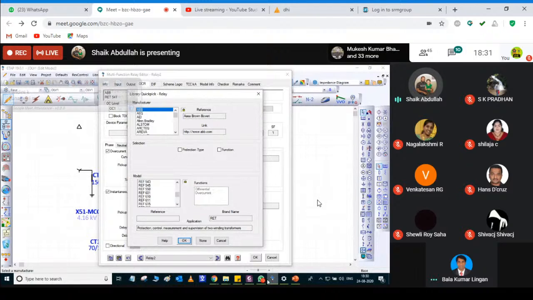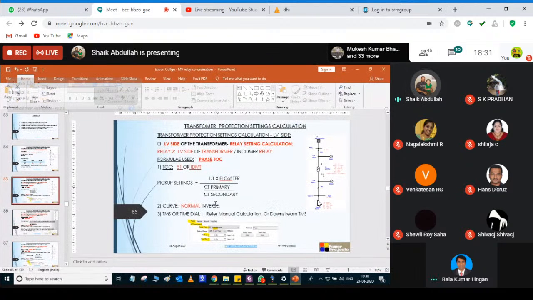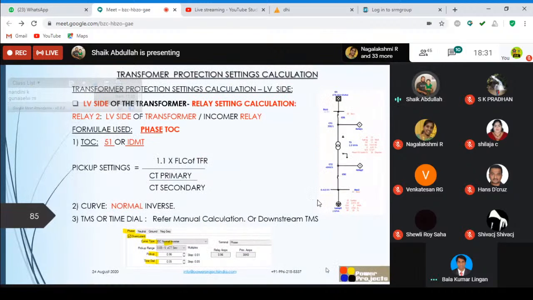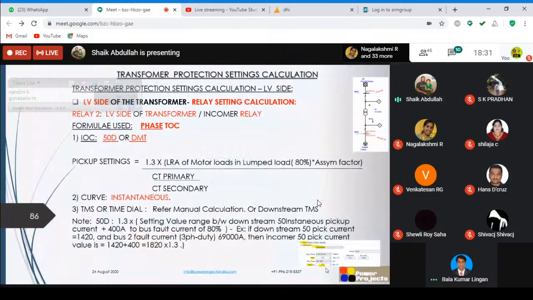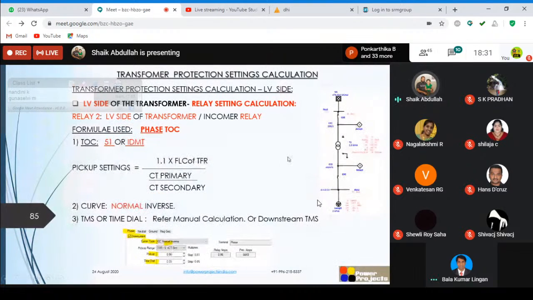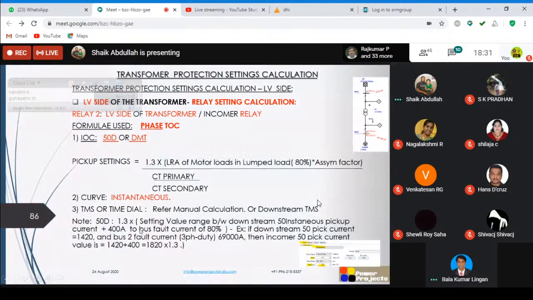Okay, I will show that slide actually. This is the way I will explain, because the heat up sometimes I have to restart. This is the value: we have to give 1.1, 10% of your full load current of your transformer, and you have to choose normal inverse or standard inverse, and you have the TMS. You will see the downstream TMS, and you have to give your pickup settings.